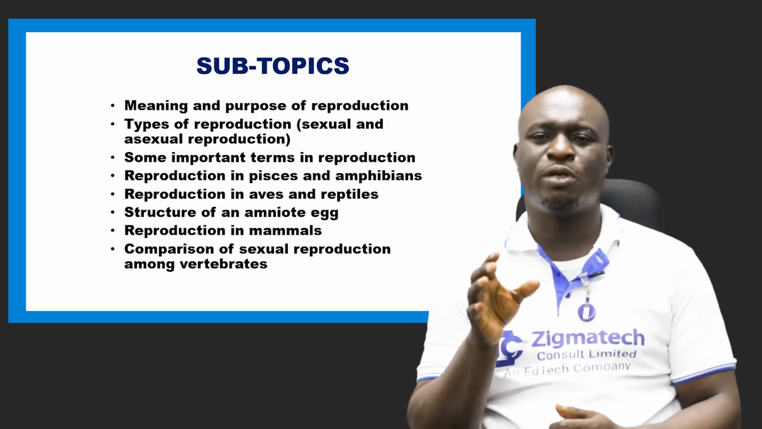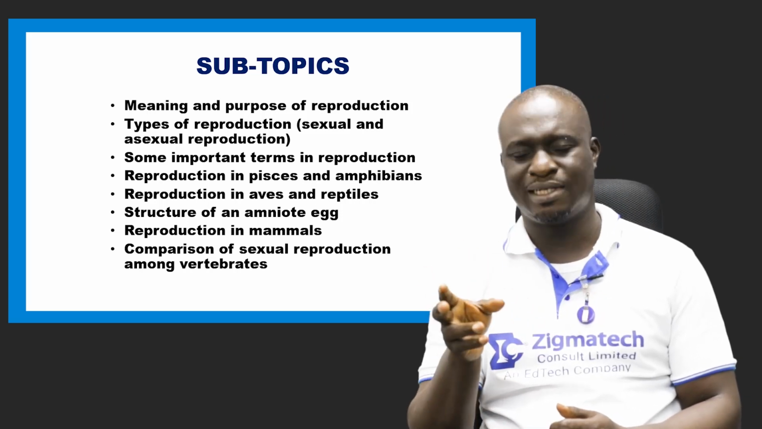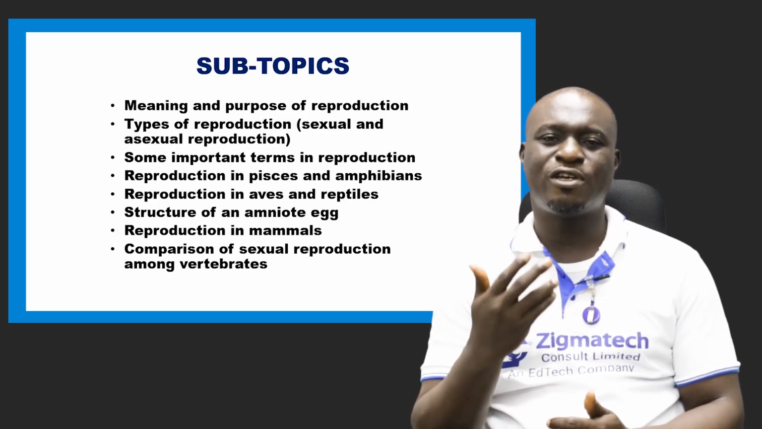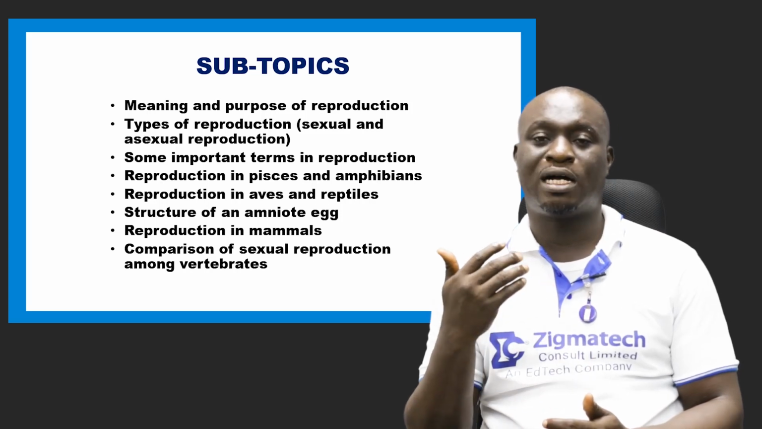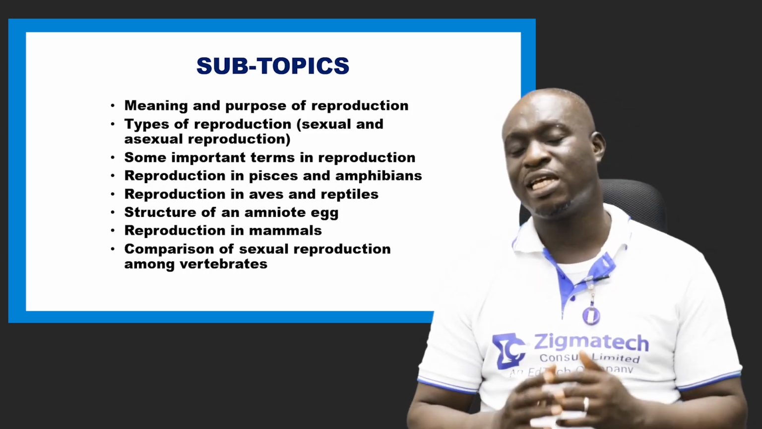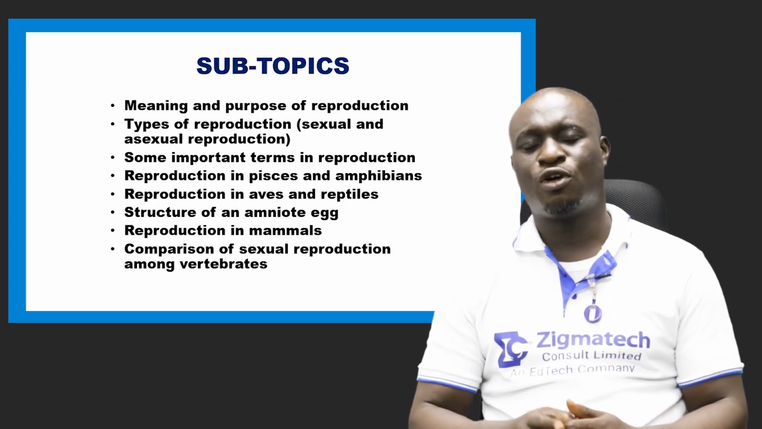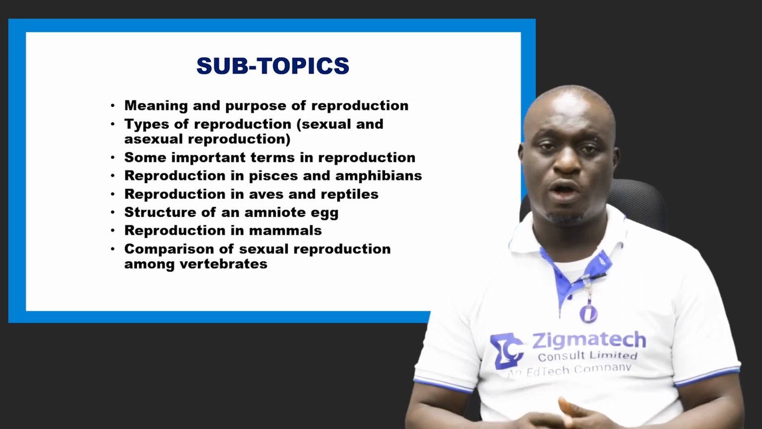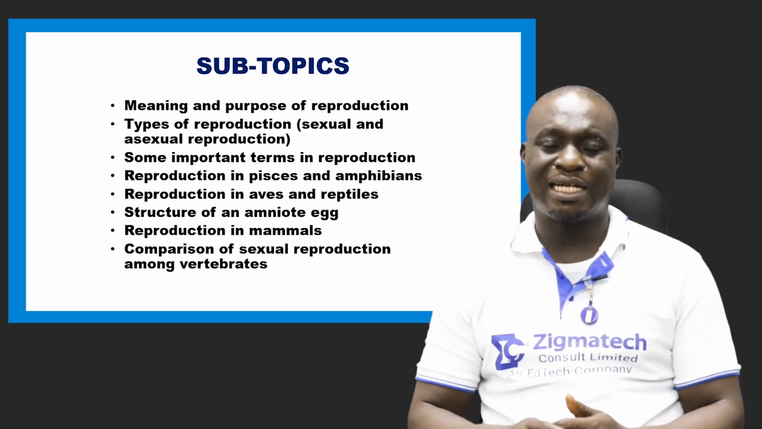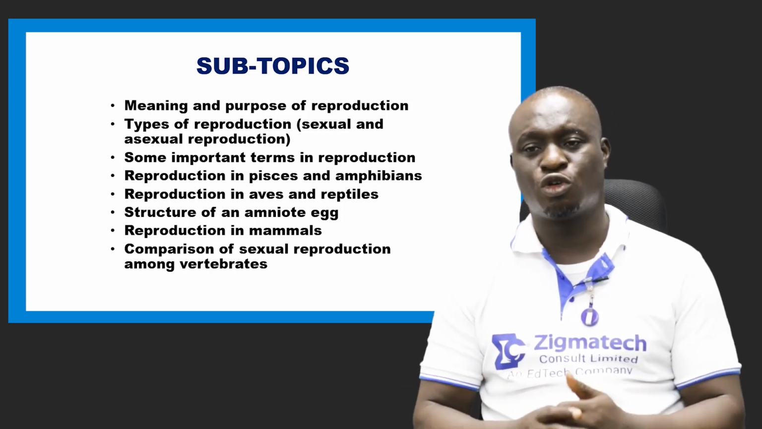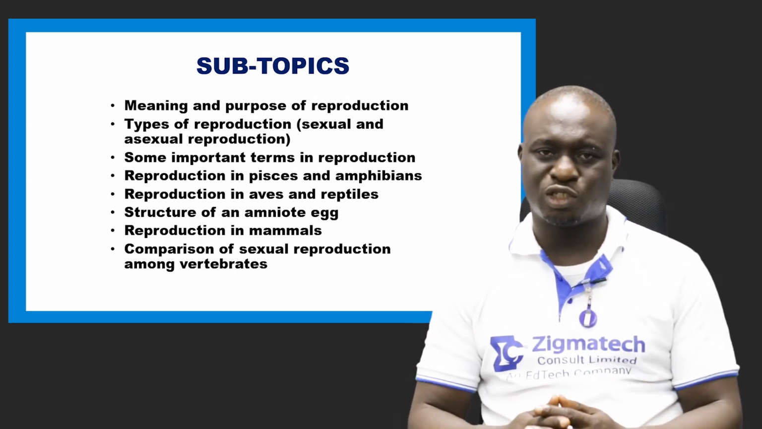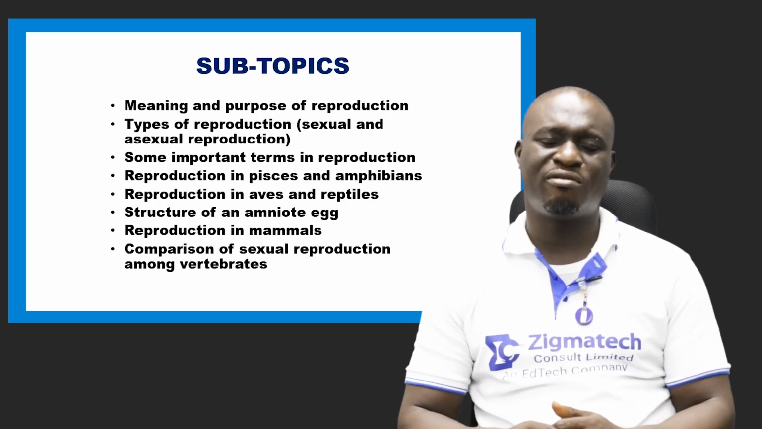Then we're going to be looking at reproduction in Pisces and amphibians. When we're talking about Pisces, we're looking at fishes. We're also going to be talking about reproduction in amphibians, reproduction in aves, which are birds, and reproduction in reptiles. We're also going to be talking about the structure of an amniote egg. We're also going to be looking at reproduction in mammals, and then we're going to compare sexual reproduction among these vertebrates.